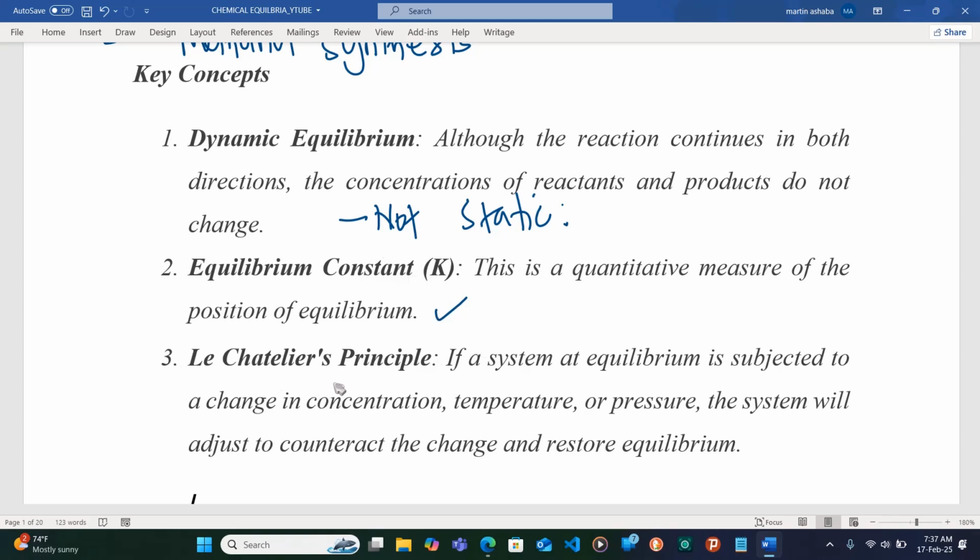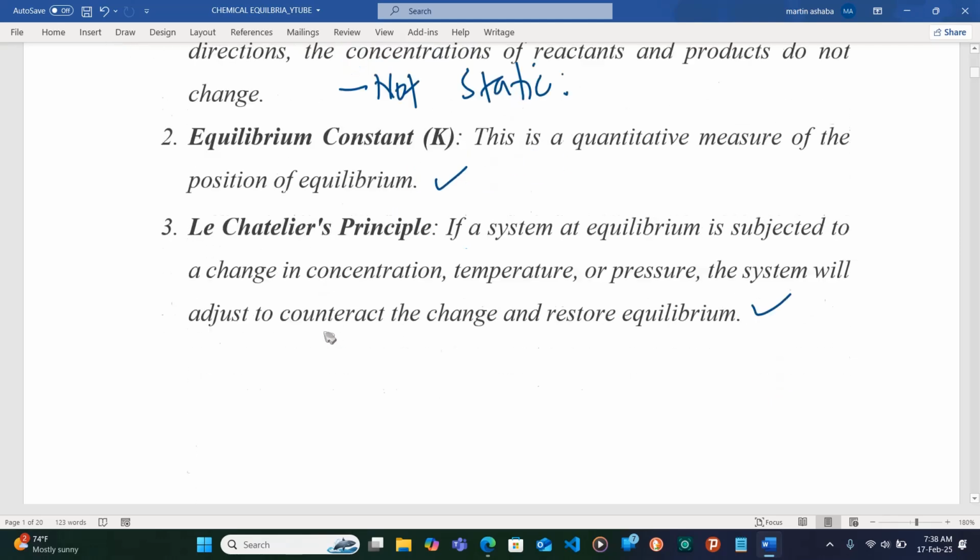Then Le Chatelier's principle is also another principle that is very important, and it states that if a system is at equilibrium and is subjected to a change in concentration, temperature, or pressure, the system will adjust itself to counteract the change and restore equilibrium. So that is Le Chatelier's principle, and this is a very important concept that we will have to also understand, though the details will be discussed in the future.